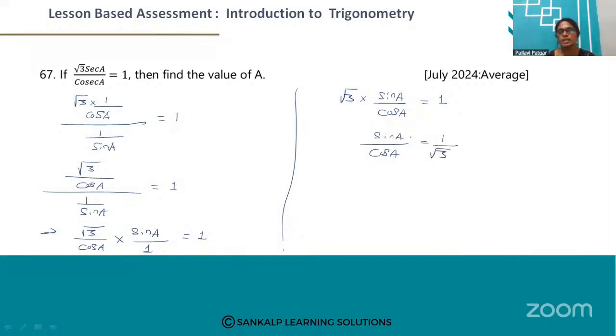So on both sides, what we are doing is dividing by root 3, so sin A by cos A is equal to 1 by root 3. So sin A by cos A is tan A, so tan A is equal to 1 by root 3. So therefore here tan A is equal to 1 by root 3, which is tan 30 degree. So therefore A is equal to 30 degree. So the value of A is 30 degree.